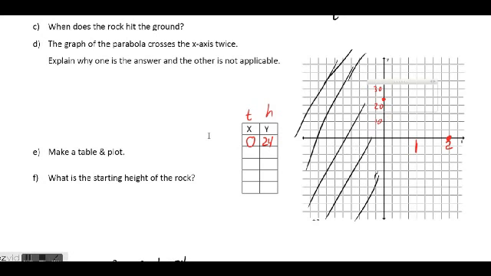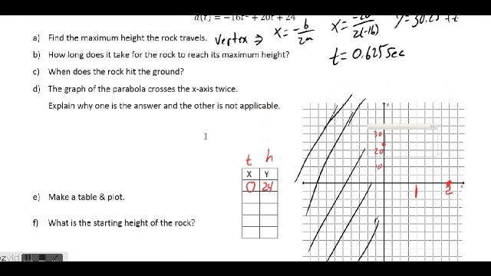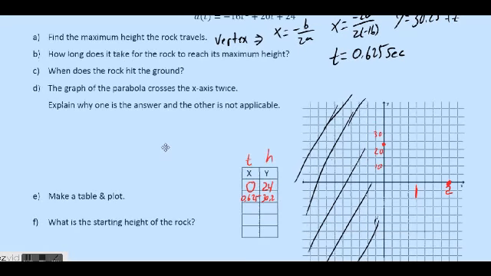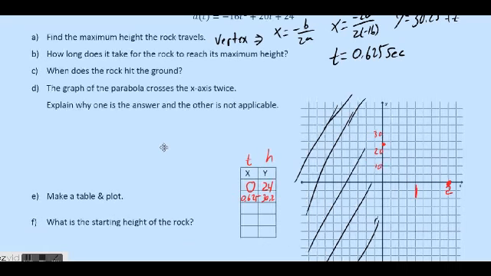We know at 0.625, that's one of our points, it's going to be 30.25. Here's half. This is a little bit more than half. So it's going to be just a hair over 30.